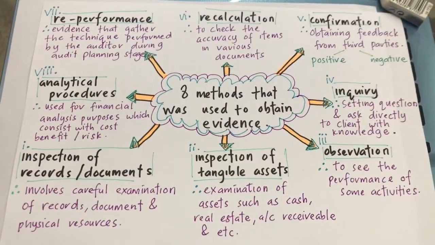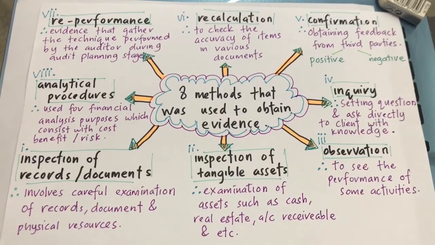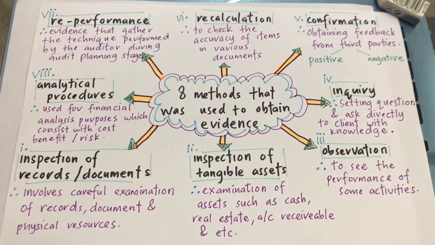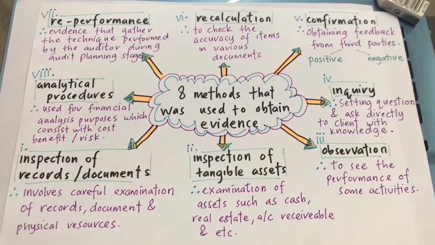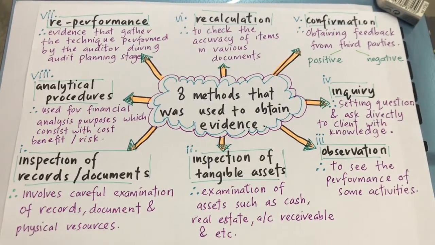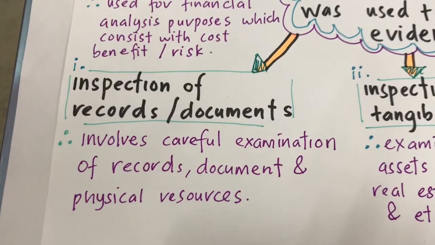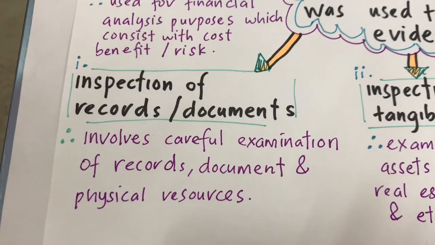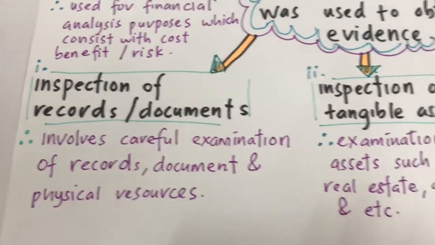There are 8 methods that are used to obtain evidence, which are inspection of records or documents, inspection of tangible assets, observation, inquiries, confirmation, recalculation, reperformance, and analytical procedures. Method number 1. Inspection of records or documents. This involves careful examination of records, documents, and physical resources.